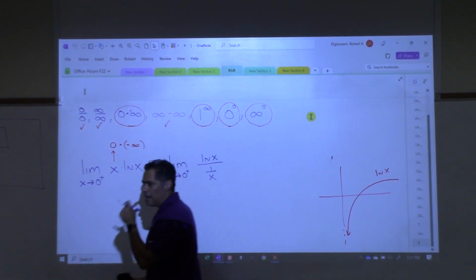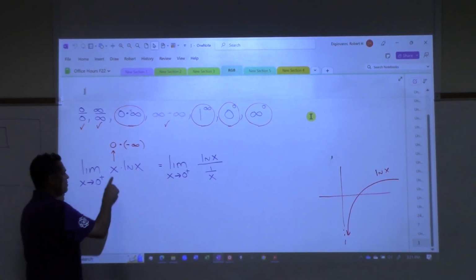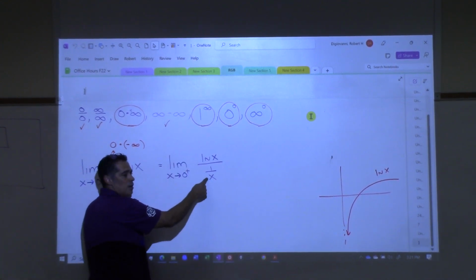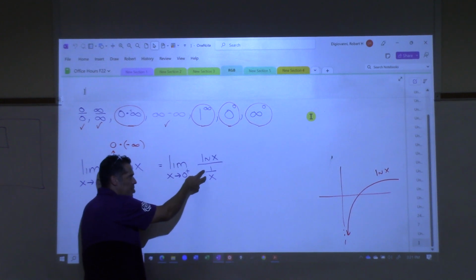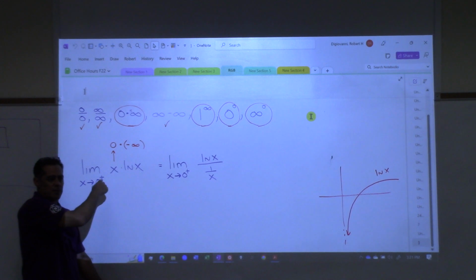Do you agree that that's the same thing? You just moved the x. All I did was take that x and drop it to the denominator. But to drop it meant that I had to write it as 1 over x. Because if you wanted to put that x back, you could flip it back up and it would come back like this. So that's just purely algebra.